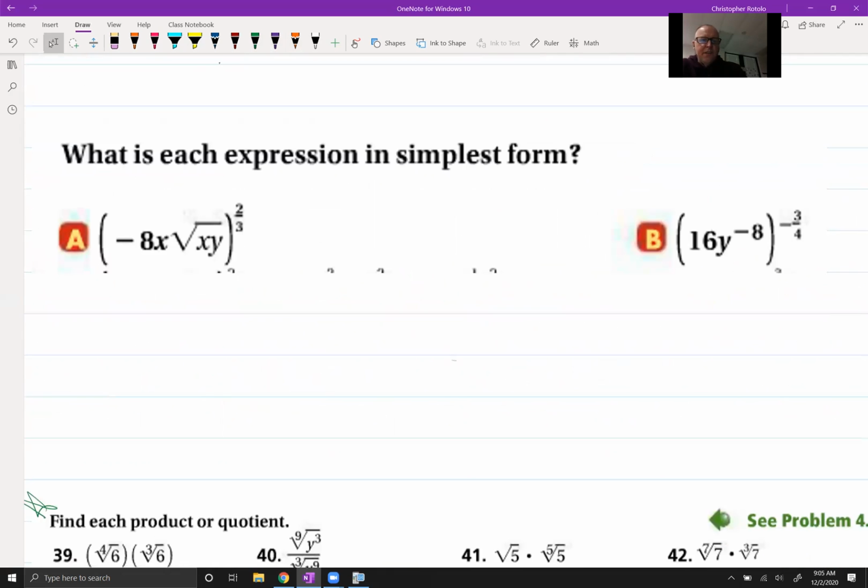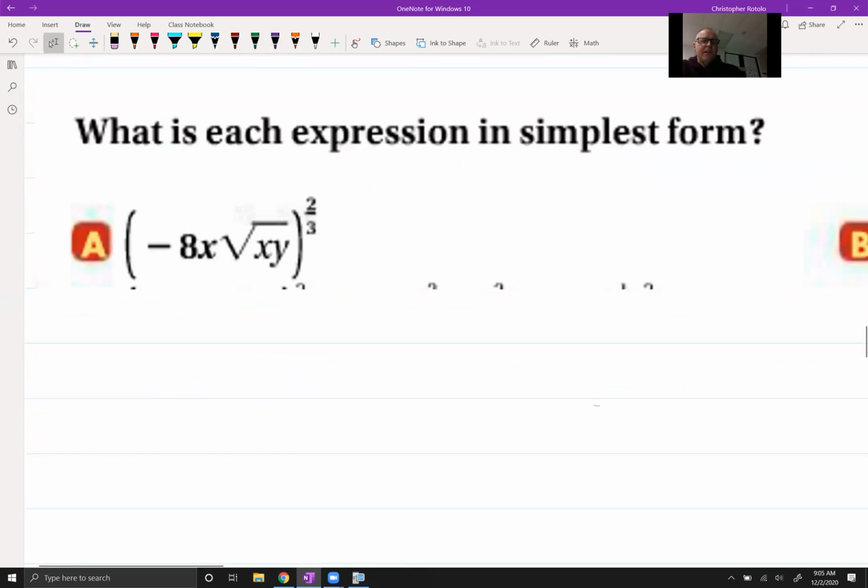All right, so now we're going to write these in simplest form. And I tell you, this square root sign here messes some things up. So if you needed a break before we do this one, go take a break and then come back for it. Okay, because remember, we're going to take 2/3 of 8. We're going to take 2/3 of x. And then I'm going to rewrite this thing right here as the 1/2 power and distribute that in as well.